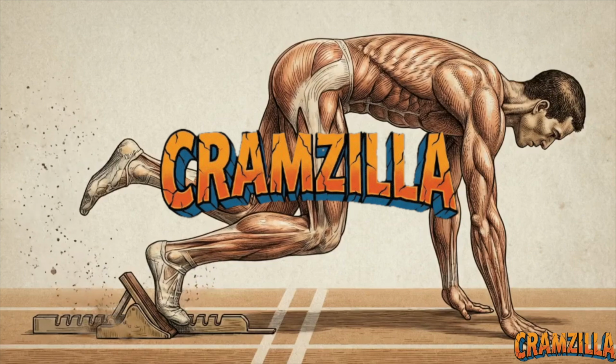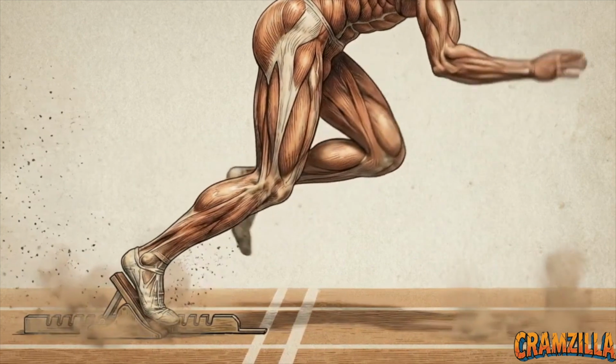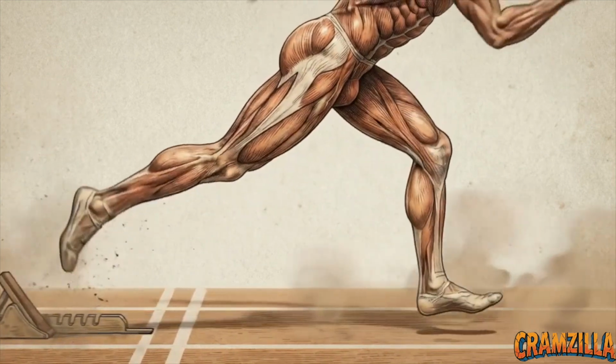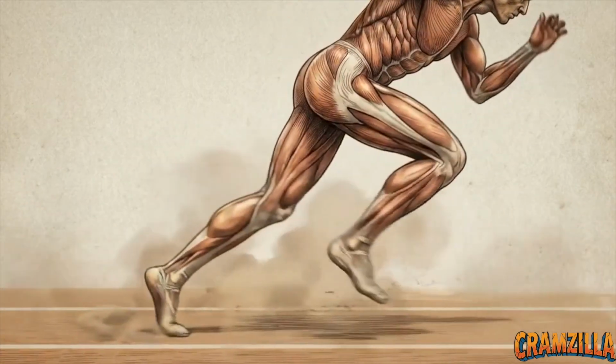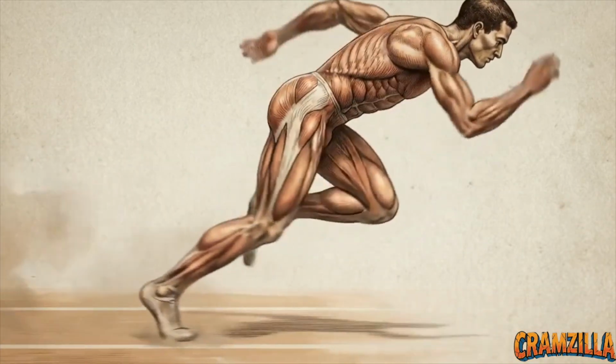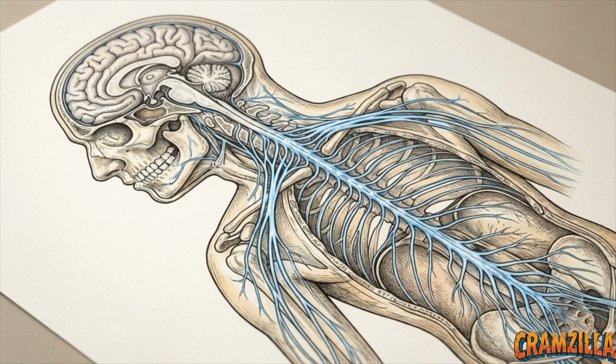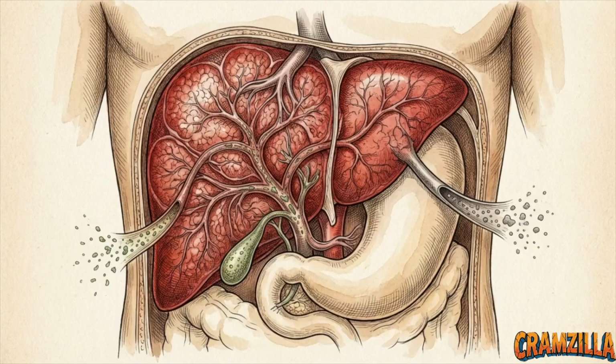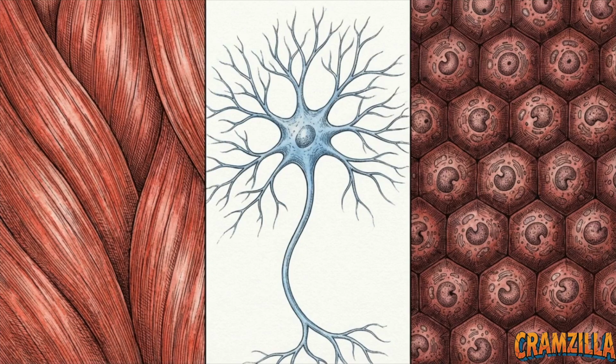Watch a sprinter exploding off the starting blocks. The sheer physical force required to propel a human body forward at that speed is staggering. Meanwhile, your brain is simultaneously processing millions of sensory inputs to maintain your balance, and your liver is quietly filtering reactive toxins out of your bloodstream.